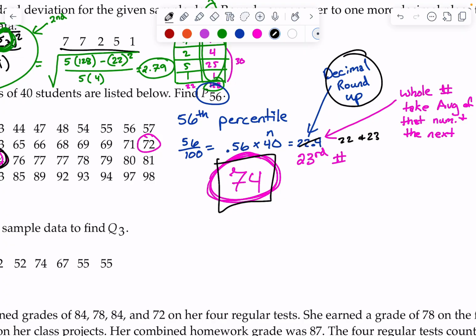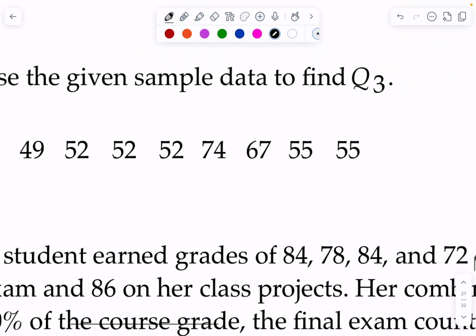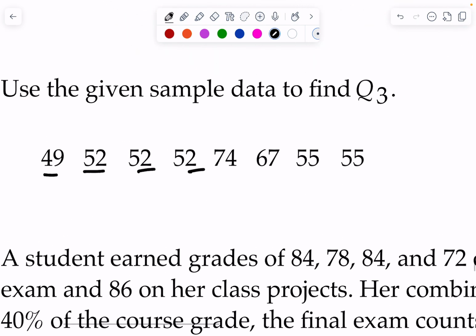Woo! All right, next, Q3. These won't all take this long. For Q3, I have 1, 2, 3, 4, 5, 6, 7, 8 numbers. So I have to find my median first. The median is going to be the middle, and the middle two numbers are right there, 52 and 74. 52 plus 74 divided by 2 is 63. So 63 is my median.